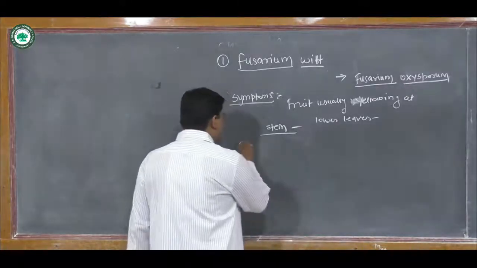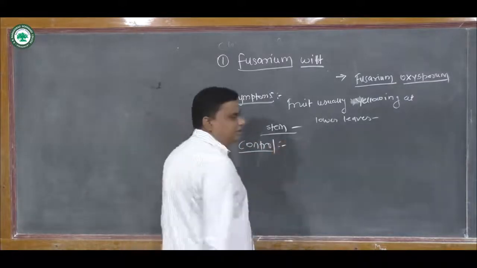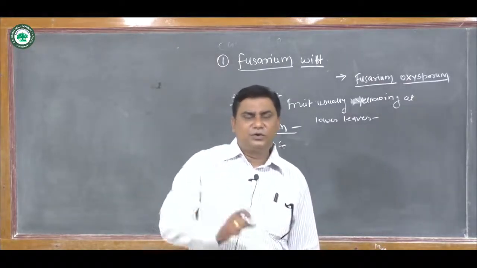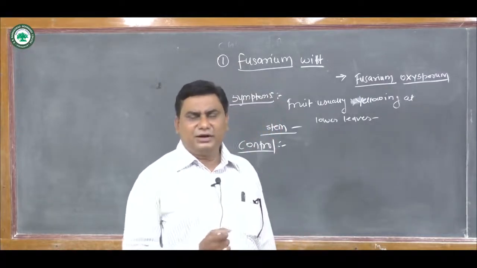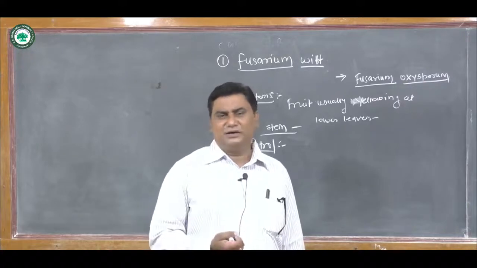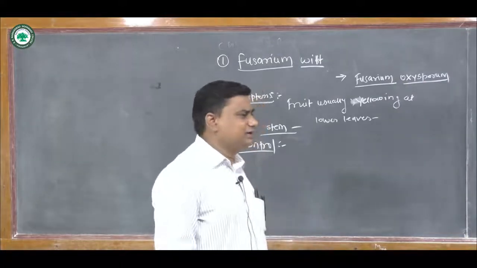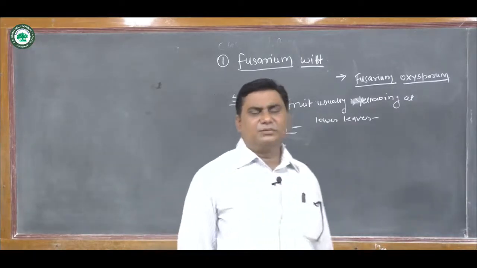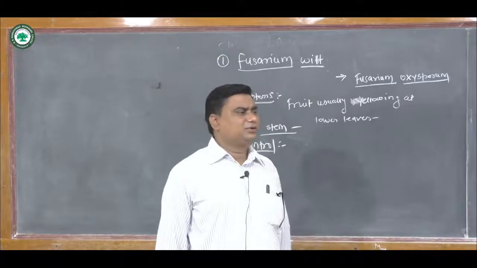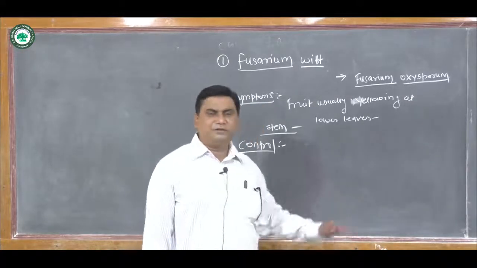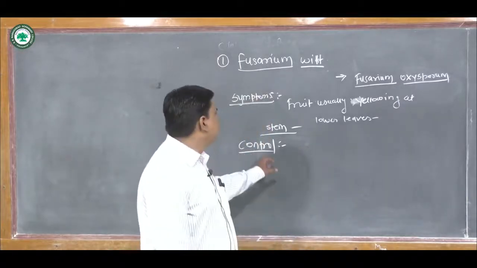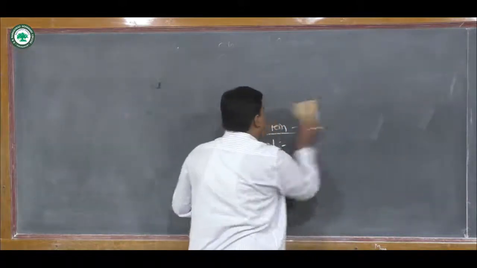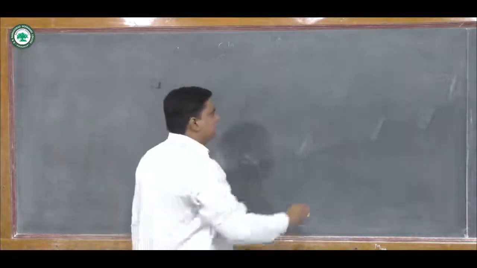Then what are the control measures of this disease? The first and foremost important thing is growing a disease resistant variety. This is the major control measure for almost all diseases. Another thing is crop rotation practice, which is again recommended for the control of Fusarium wilt. Okay, next disease, that is southern blight.